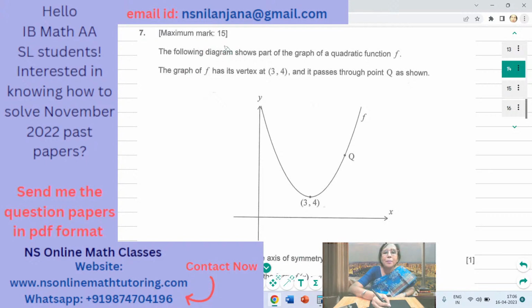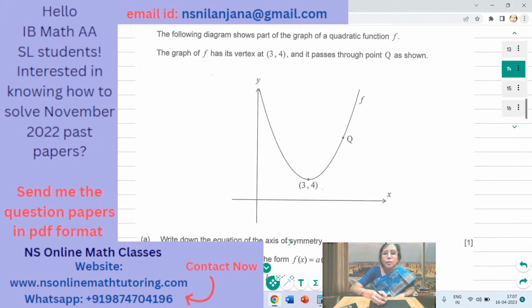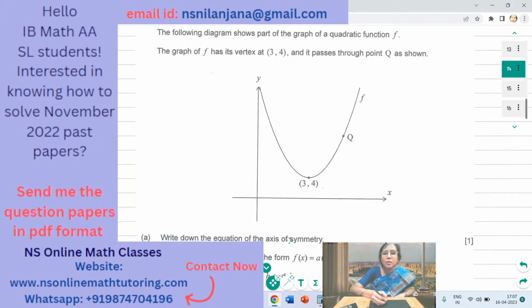Question number 7, maximum mark 15, and we are seeing that there is a graph. It says the following diagram shows... Hope you are able to see the complete graph.